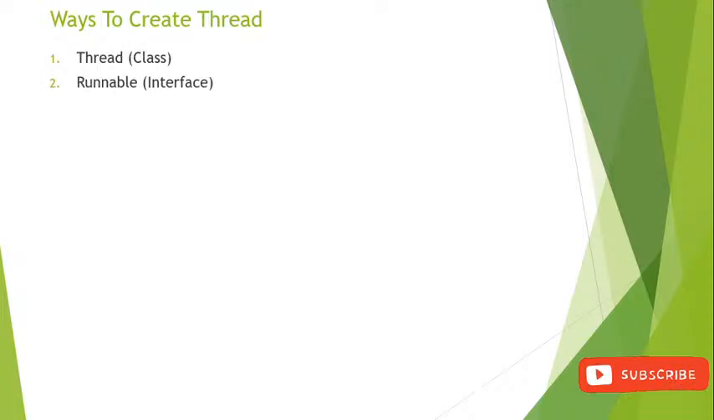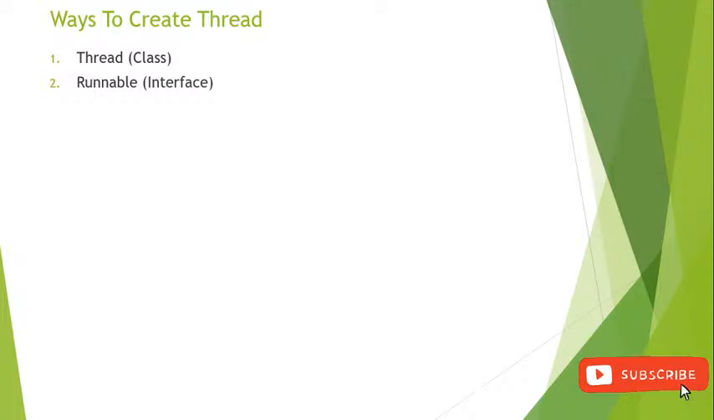So, what is meant by thread? A thread is a subpart of the process, a small part or small task. Now, yesterday I told you how we will create a thread inside Java. There are two ways by which we can create a thread: by Thread class and by Runnable interface.